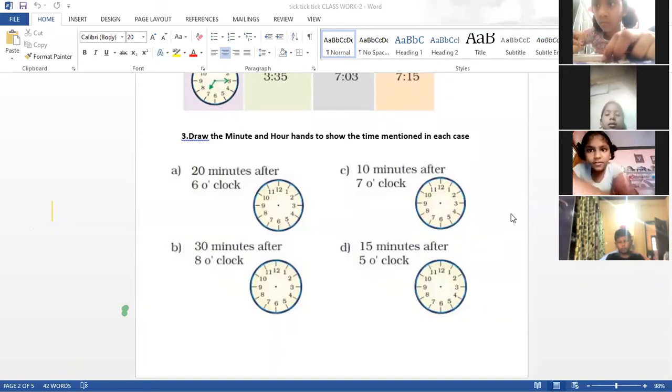So this is the timing. Like this, you have to draw the circle, minute hand and hour hand.